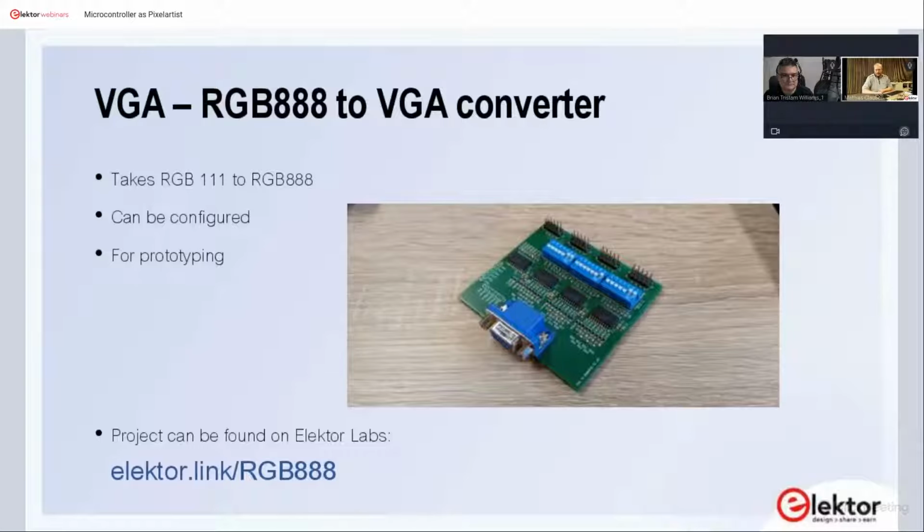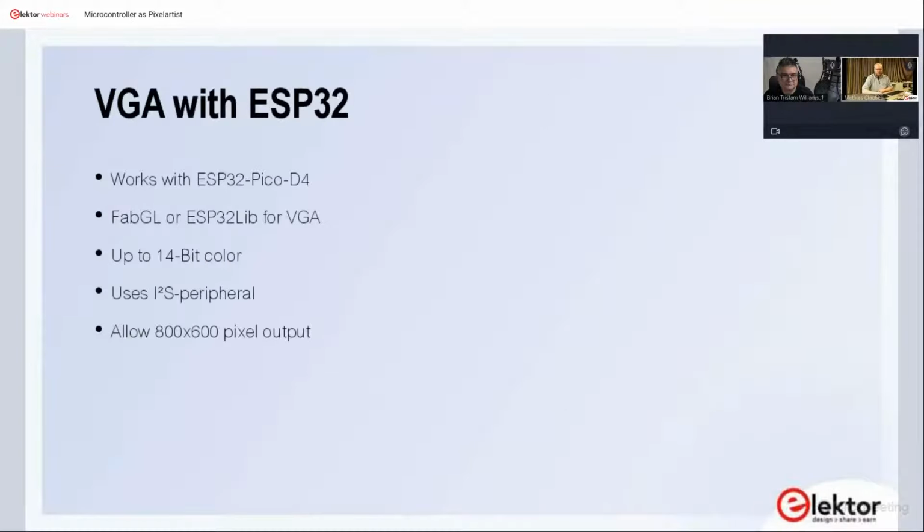So, speaking of that, if you do VGA, one chip you may have at home is the ESP32, and that can do VGA output really nicely. You have the FabGL or the ESP32 lib for VGA output. You can look that up. The link is in the Elektor article.